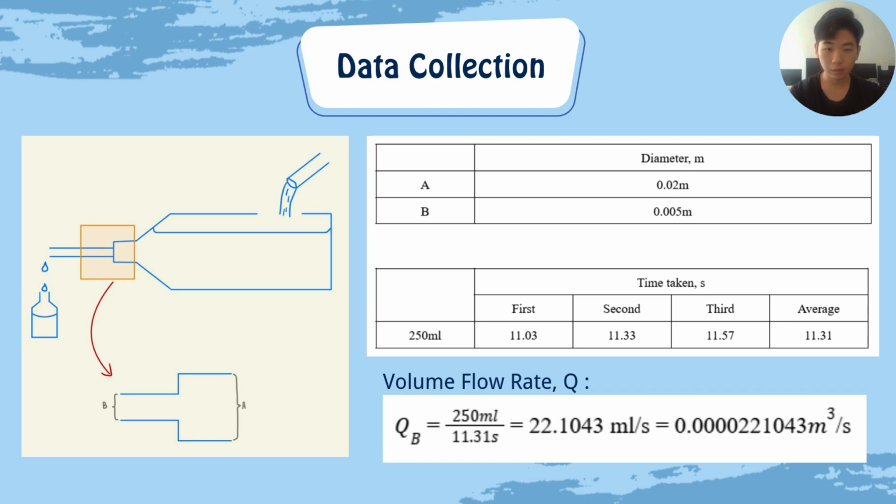The first result we get is 11.03 seconds, the second result is 11.33 seconds, and the third result we get is 11.57 seconds. And the average time taken is 11.31 seconds. Therefore, we can use this data to calculate the water flow rate, which is 22.1043 ml per second and is equal to 0.000221043 cubic meters per second.